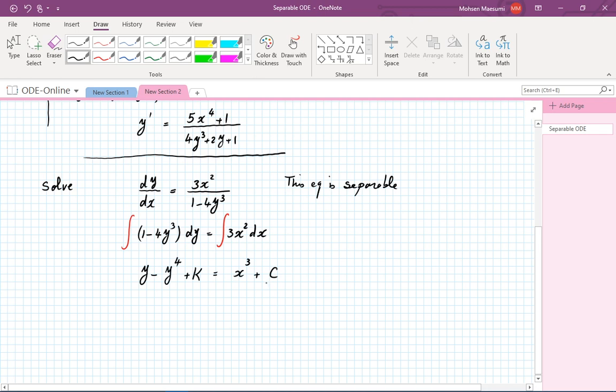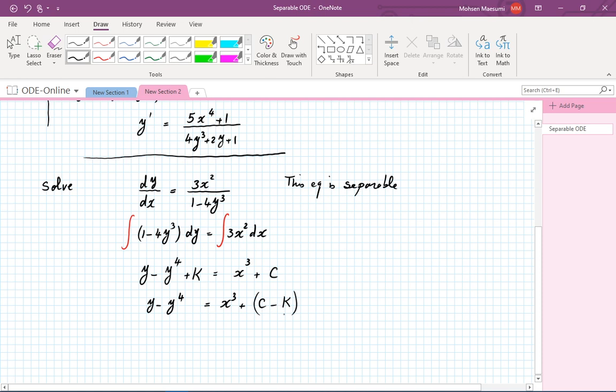Well, believe it or not, we are at the end of our problem. This is the solution. Typically, they clean it up a little bit more by merging the two constants into one constant and writing it on either side. For example, I can write this as y minus y^4 is equal to x cubed plus c minus k. Simply, k was brought to the right hand side. Now c is an unspecified constant of integration, k is another one, and the difference of them is still another one.